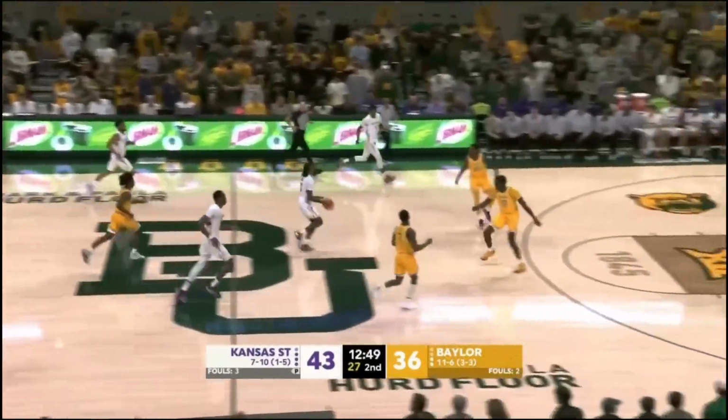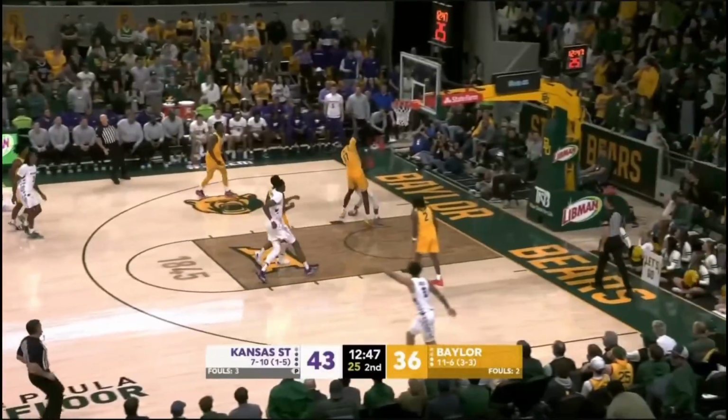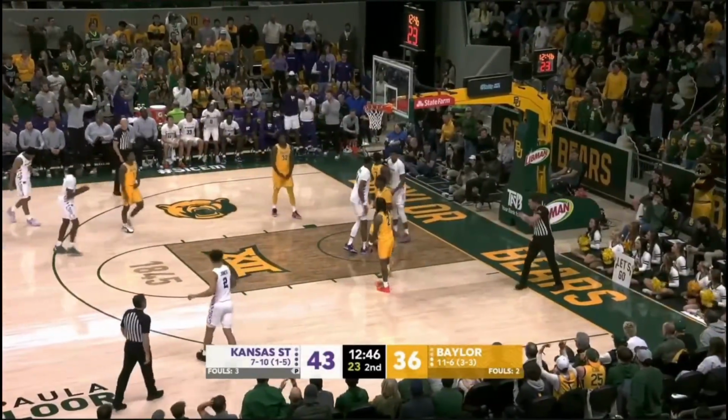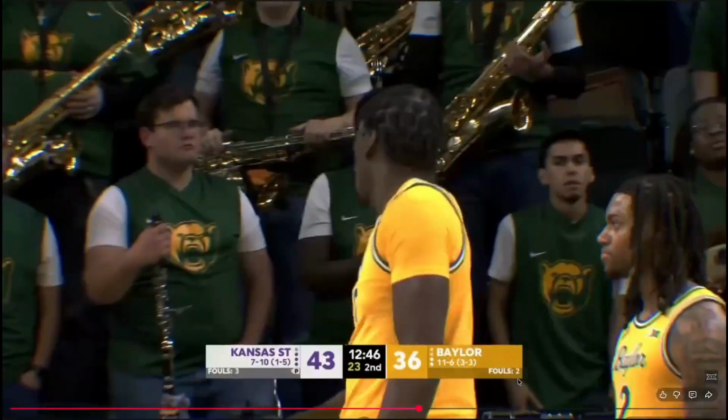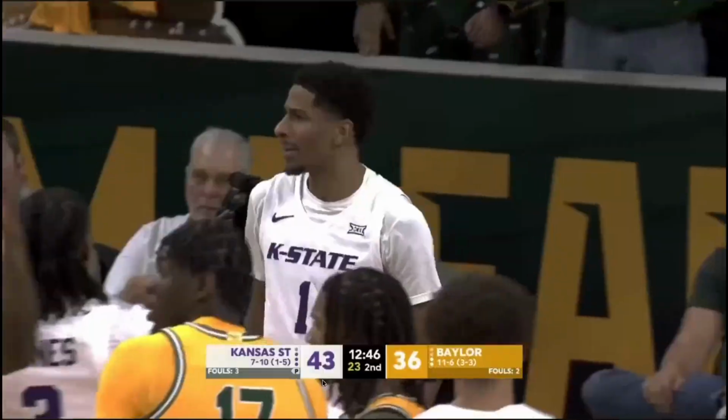Yeah, it's KYP, know your personnel. You're out there with the 7-footer. And Gassan with a defender on his hip will draw the foul.